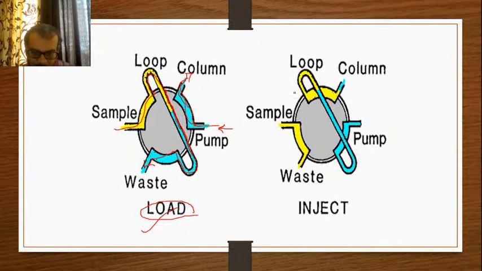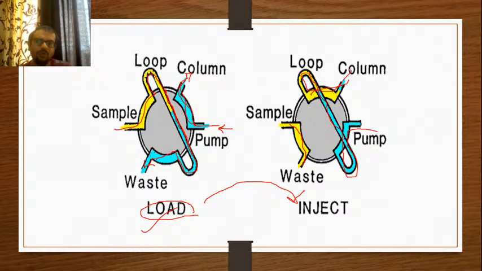Now what, you turn the knob from load to inject. Now what happens? The sample to waste loop closes, and the pump to column loop opens. The sample loop, which holds the sample, gets carried with the help of the mobile phase into the column, and that's why you get access of the sample along with the mobile phase into the column. I am going to repeat it.